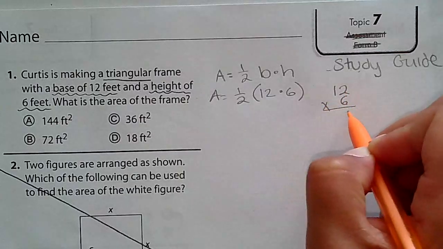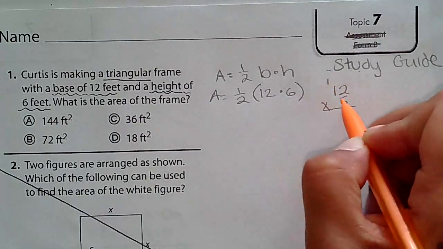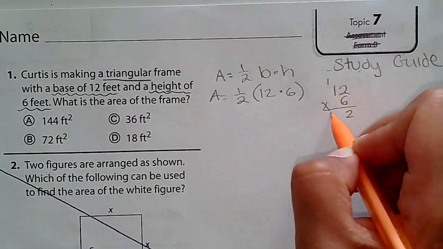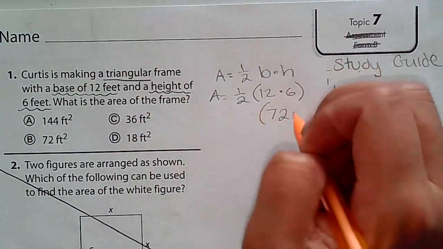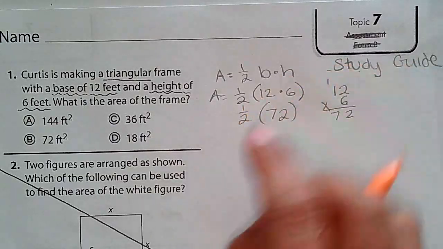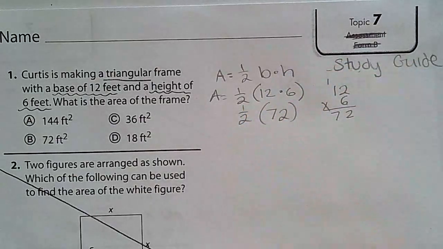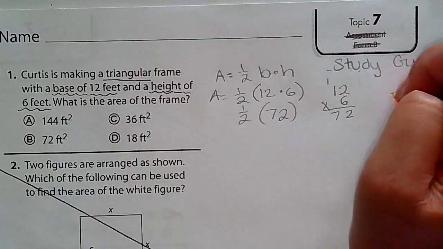6 times 2 is 12. Carry the 1. 6 times 1 is 6. Plus 1 is 7. So I get 72. Okay, well, what is 1/2 of 72, or 72 divided by 2? Again, you can use your calculator or you can do division.